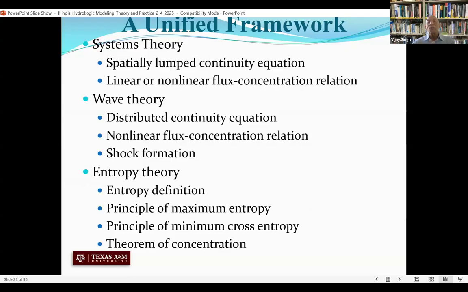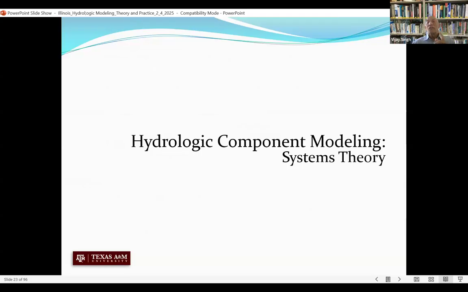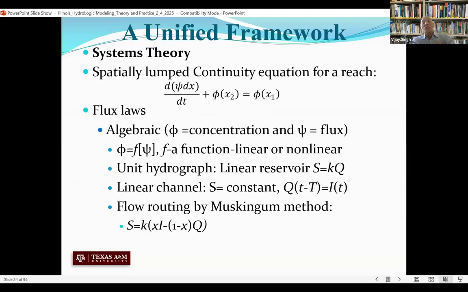And I'll show you that many of these models that we have briefly discussed can be derived using some of these theories. So let's take the system theory. The system theory, as I said, is based on the spatially lumped continuity equation. If you consider a reach or a particular segment of a watershed, then you can derive here the flux is psi and phi is flux and psi is concentration.